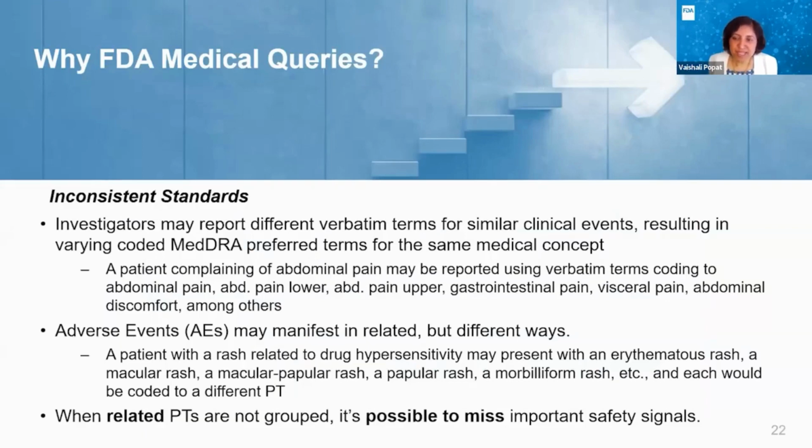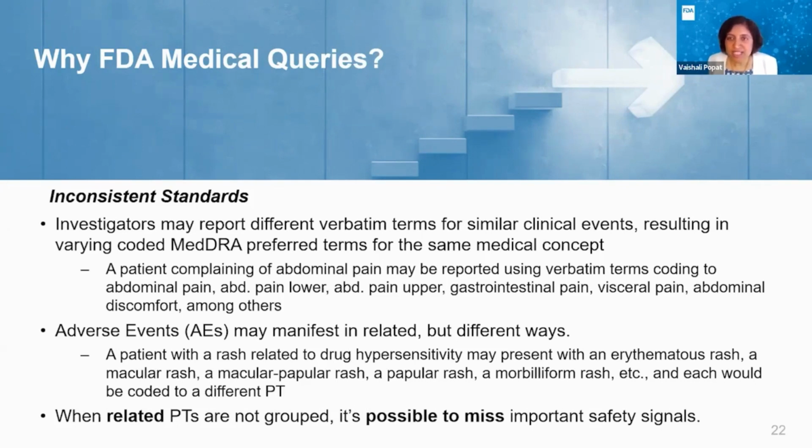So let's look at why FDA medical queries. Imagine a patient in a clinical trial develops abdominal pain and goes to one site, and there the investigator physician writes down abdominal pain in the case report form. Whatever the investigator writes down is considered a verbatim term. Then that verbatim term gets coded using standardized MedDRA preferred terms.